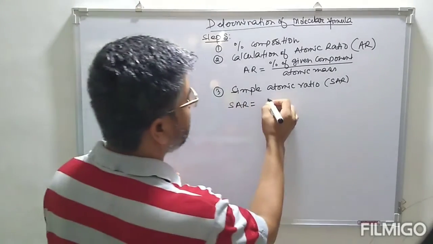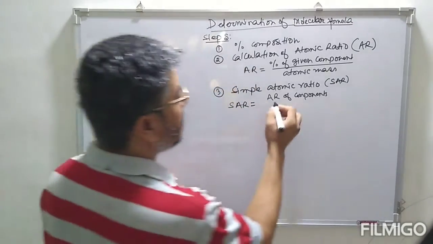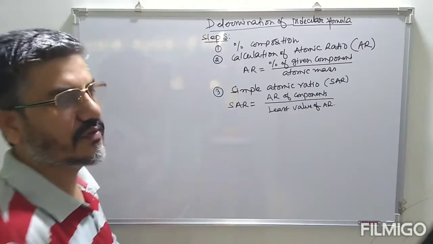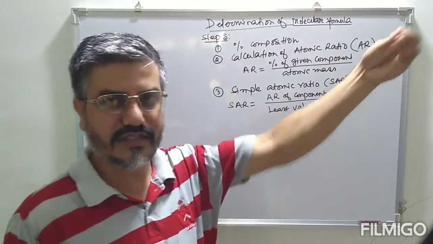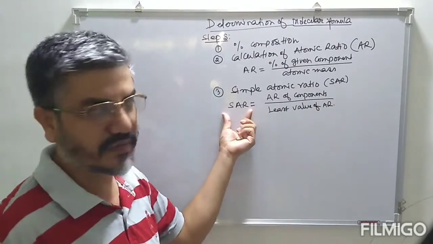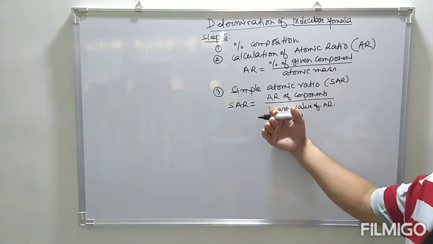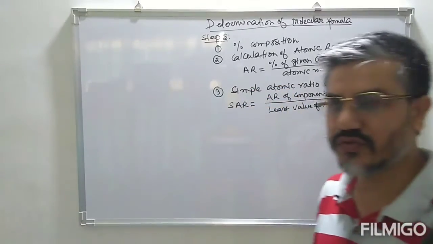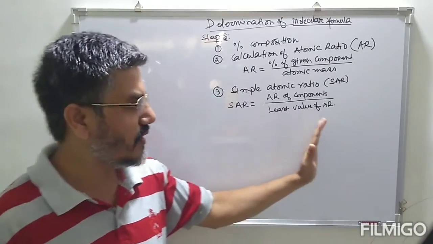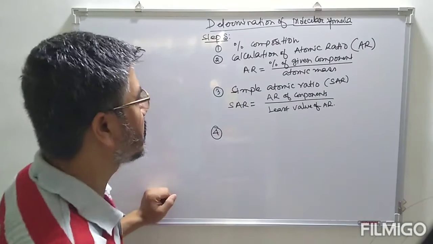So simple atomic ratio is the atomic ratio of components, defined in step 2, divided by the least value of atomic ratios. From the atomic ratios, take the smallest value, the least value, and divide the atomic ratios of each and every component by this least value, and this gives you a value known as the simple atomic ratio. In most cases, this comes out to be a whole number. Once we have this whole number, we can proceed to the next step. If the simple atomic ratio does not involve whole numbers, and some come out to be fractions, then we have to convert this fractional value into a whole number. So step 4 is the whole number ratio.